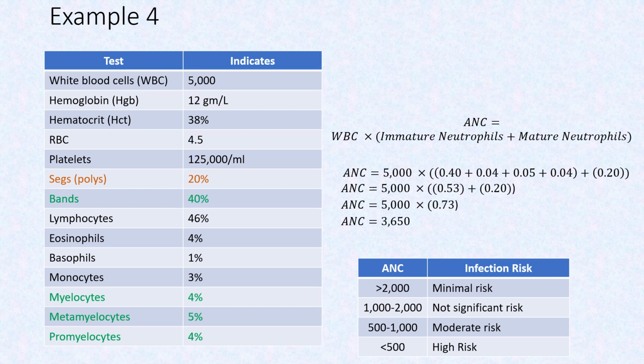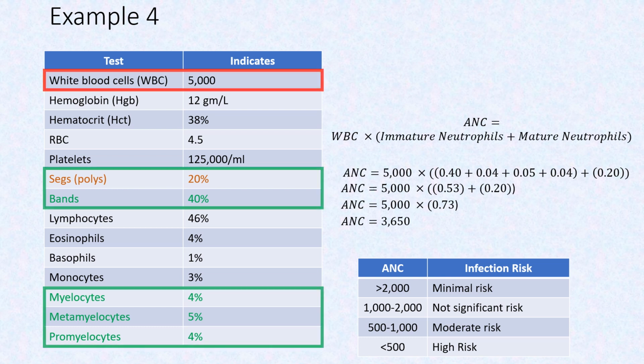In example 4, the white blood cells are 5,000. The mature neutrophils or segs are 20%. The immature neutrophils are the bands, myelocytes, metamyelocytes, and promyelocytes at values of 40, 4, 5, and 4% for a total of 53%. When added to the mature neutrophils, this equals a total neutrophils of 73%, or 0.73. When entered into the formula, 5,000 multiplied by 0.73 equals 3,650. This is greater than 2,000 and reassuring for no infection.